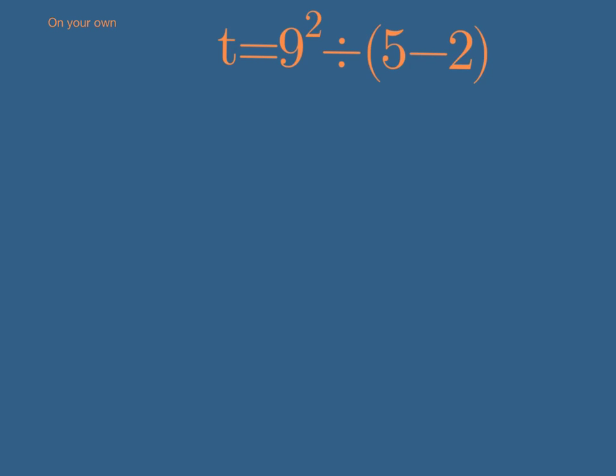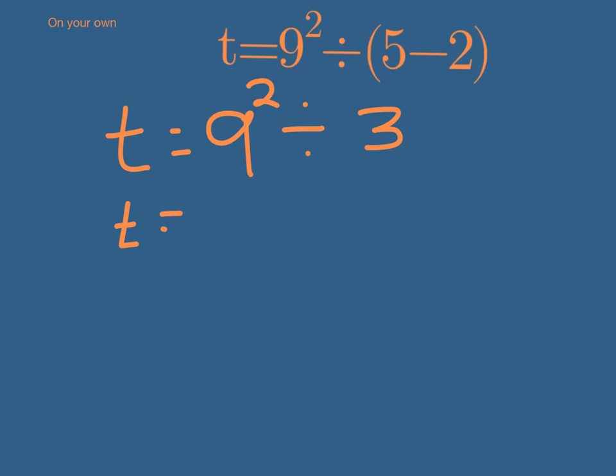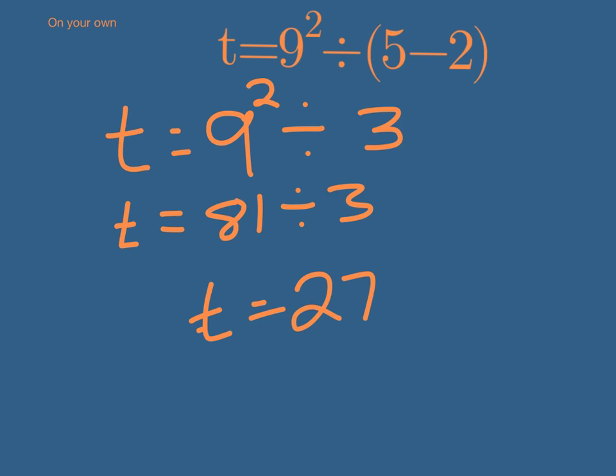Okay, to solve this one, we need to continue with our order of operations. So, do the parentheses first. T equals, leave the exponent for now. Leave division for now. And in our parentheses, we have 5 minus 2, which is going to give us 3. Then we need to look at our new equation, and we need to do our order of operations one more time. We have an exponent. 9 squared is 81 divided by 3. And now we just have a division problem. And when you do 81 divided by 3, you find that t equals 27.